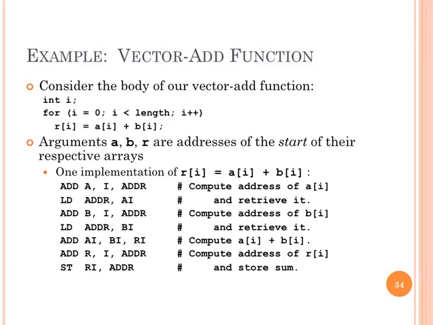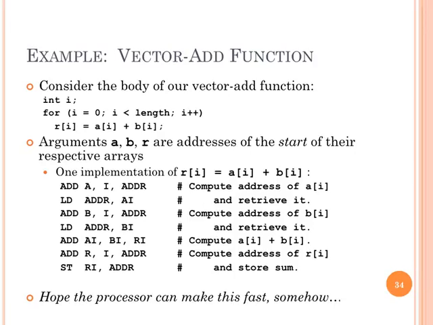Now this is one way to do it, like I have here. One implementation of RI equals AI plus BI. If I were going to implement this myself, I would probably just keep incrementing A and B, and R, of course, to go to the next element in the array. But unfortunately, that doesn't simplify your life at all. You still end up with the same number of instructions. Okay? So, kind of annoying. Kind of really frustrating.